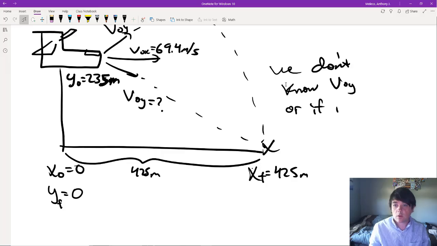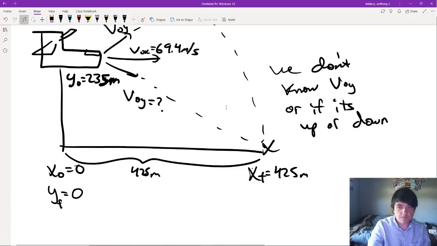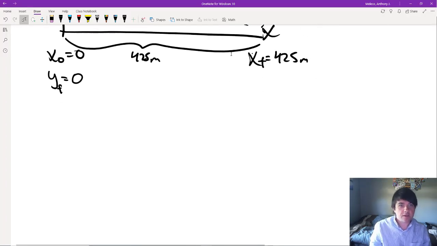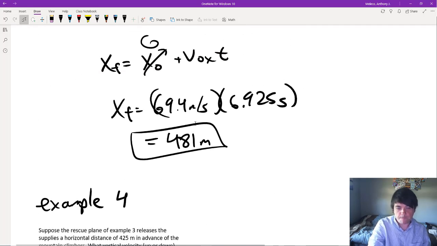Or if it's up or down. Okay, so with that new information, let's try and figure this out. The one new thing that we know is now we're being stipulated to 425 meters, whereas before we were solving for it, so 481.